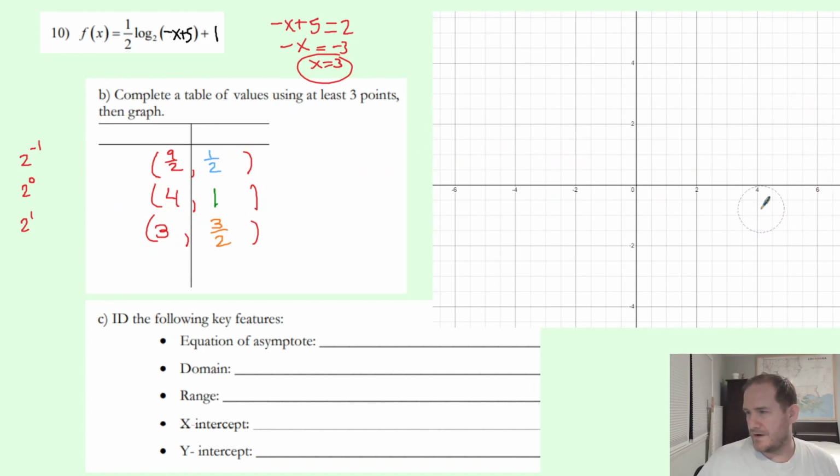Don't forget, you're going to always want to graph your asymptote too. It does a lot of work shaping it. Now the 0 here is +5. So it's a vertical asymptote at x equals +5. +5 being right here.